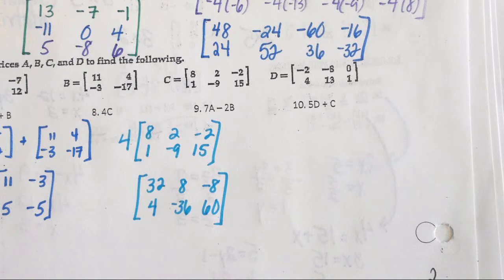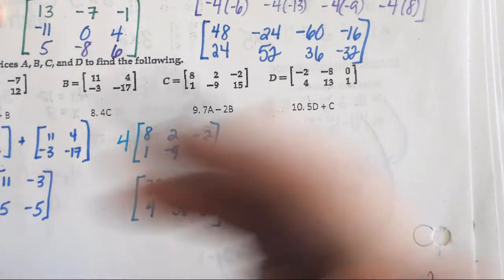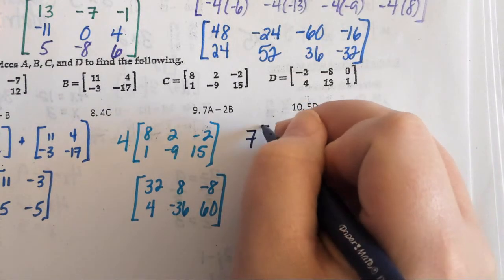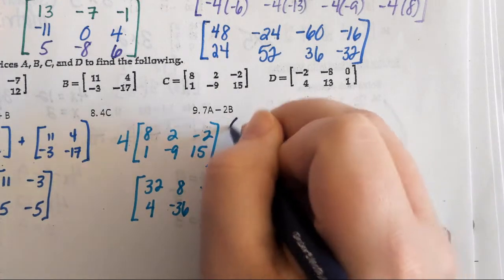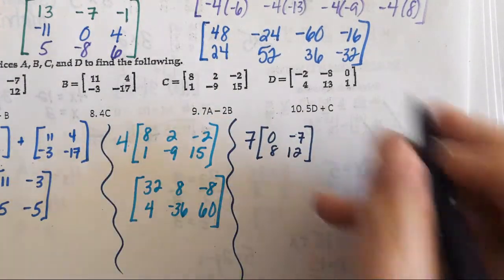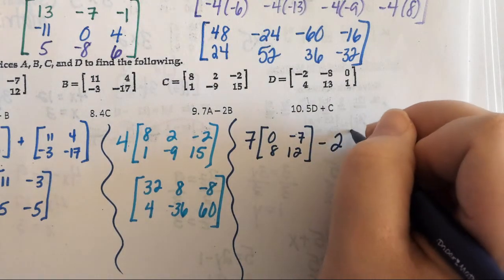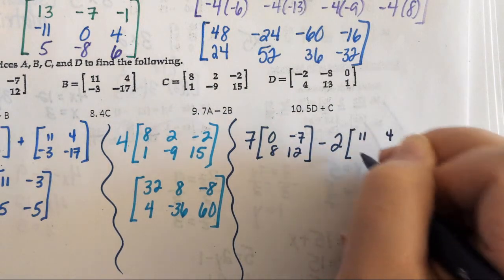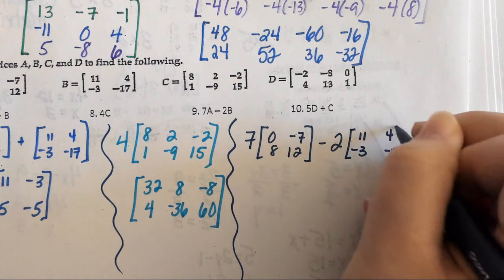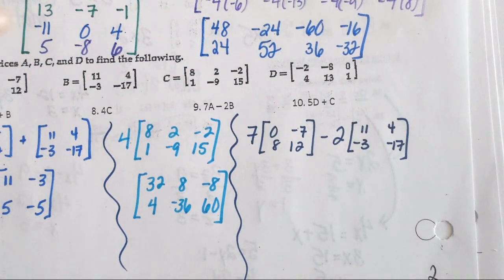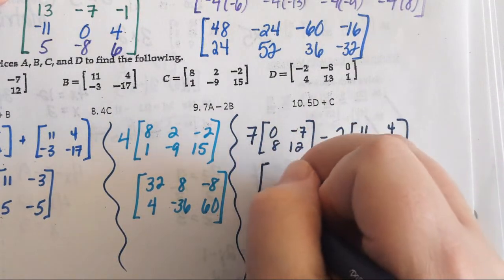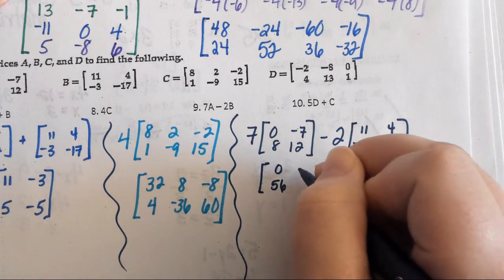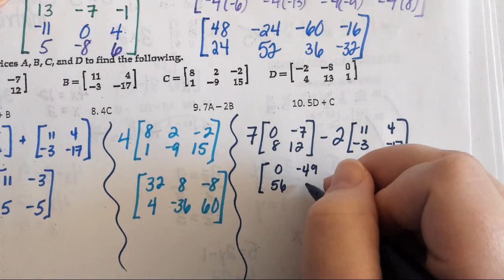And now we've got 9 and 10 to deal with. Whew, it looks a little more complicated. Let's see, 9 is 7 times A. Matrix A is 0, negative 7, 8, 12. Minus 2 times B. So I really get to do 2 things this time. That's exciting, or maybe even 3. So 7 times each of these elements. So I get 0, 56, negative 49, 84.